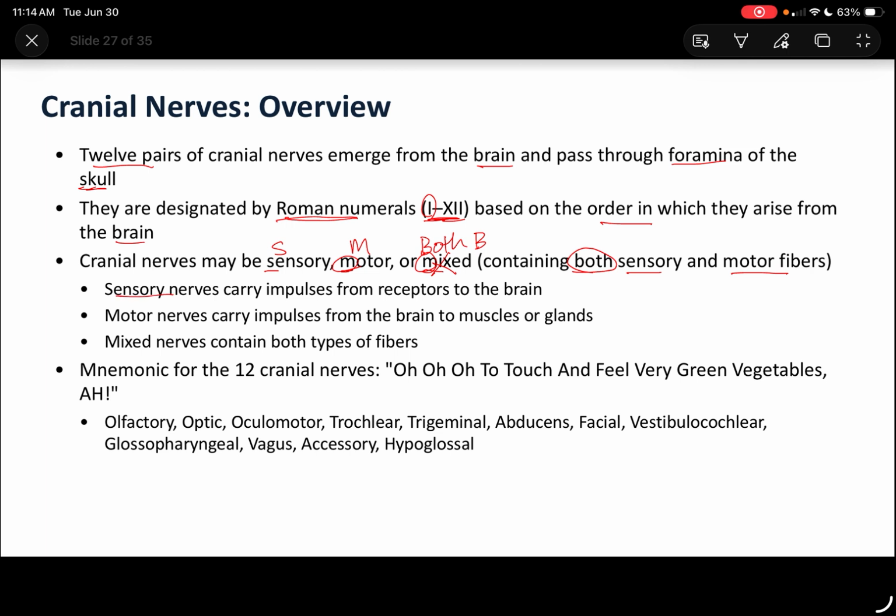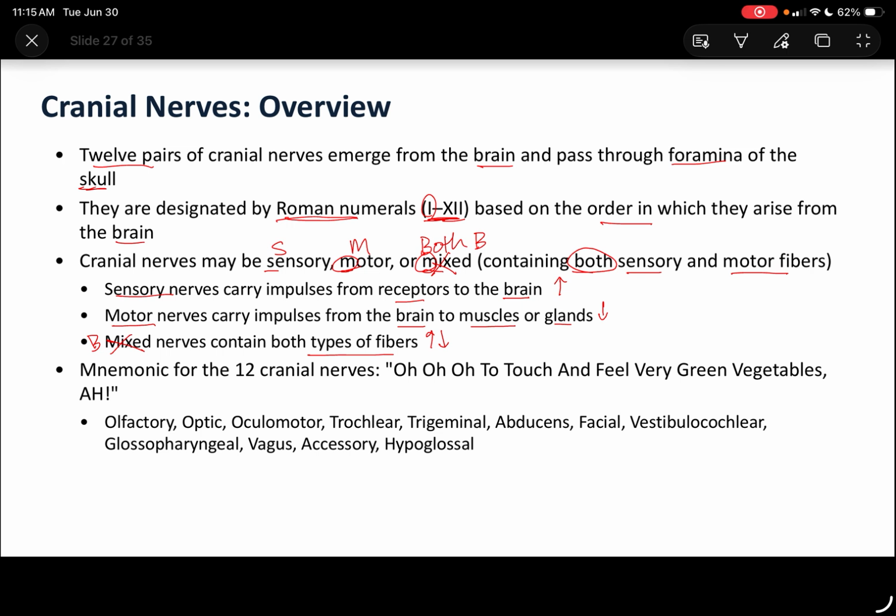Now, sensory nerves are going to carry impulses from receptors to the brain. They are carrying things into the central nervous system. Our motor nerves are going to carry impulses from the brain to various muscles or glands, so they are carrying things away from the central nervous system. And then our mixed, or both, is going to have a mix of both types of fibers, so both ascending and descending fibers, both sensory and motor.